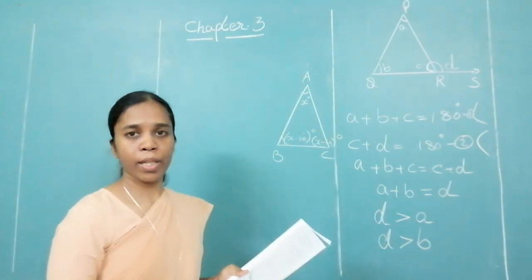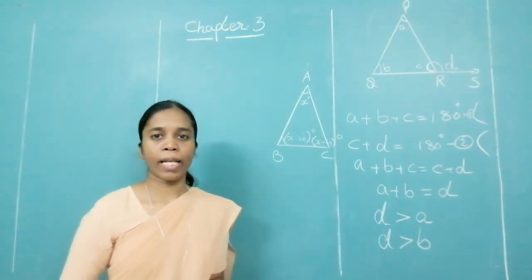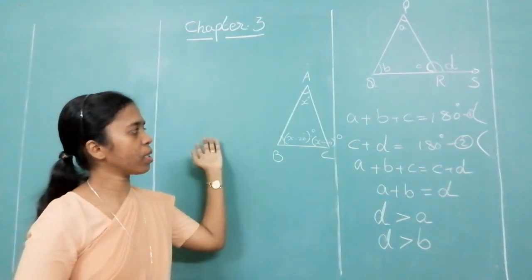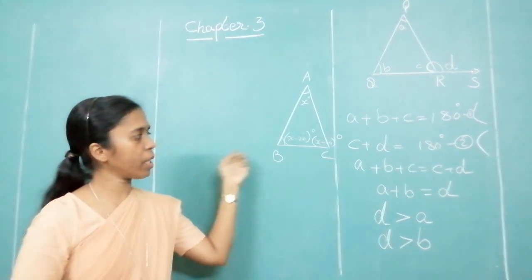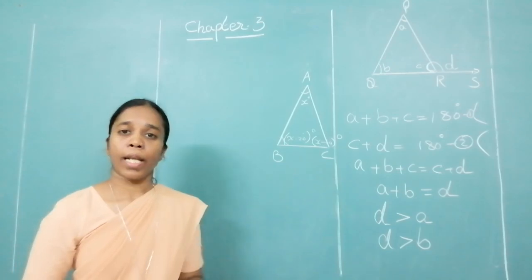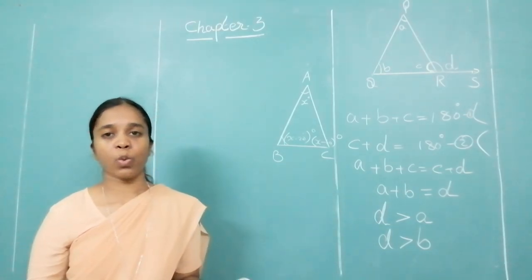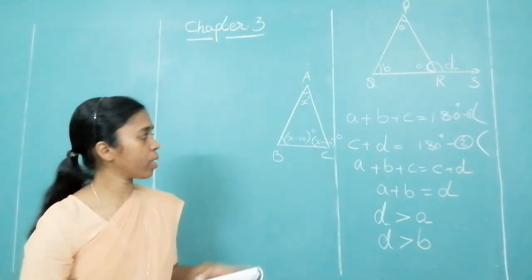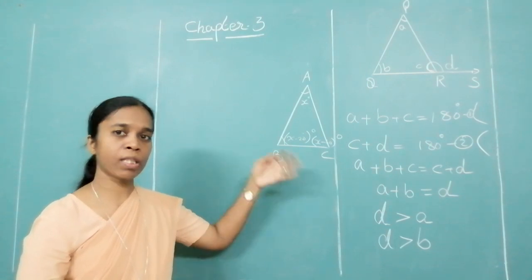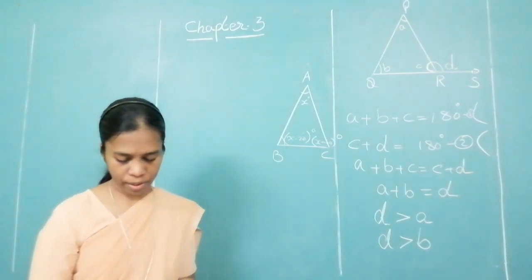You have to draw the rough diagram. Then you have to mention, let angle A be x, B be x minus 20 and C be this. Then angle A plus B plus C is equal to 180 degree. Reason, and then substitute, find the value of x, then find the value of A, B and C.